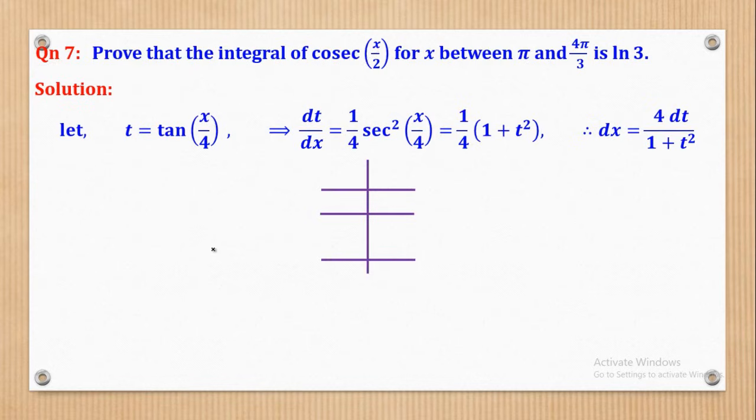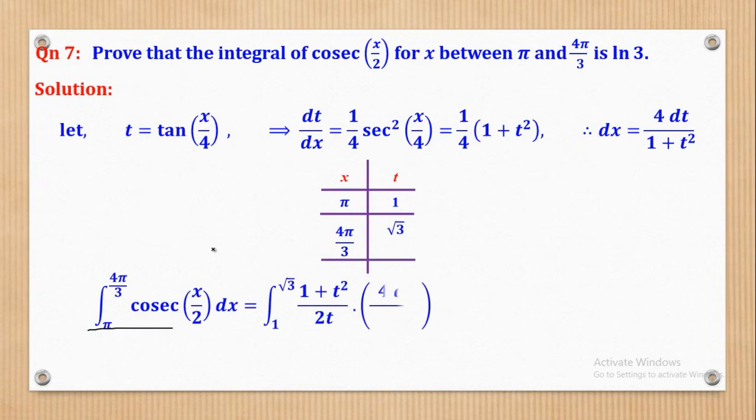I also have to change the limits. The limits for x were pi and 4 pi over 3, so you put there pi and 4 pi over 3. Then we are changing it in terms of t. So when I put pi here, I'll come up with tan pi over 4, which is 1. Then when I put 4 pi over 3 here, I'll come up with tan pi over 3, which is root 3. Therefore, this integral is the same as this integral.